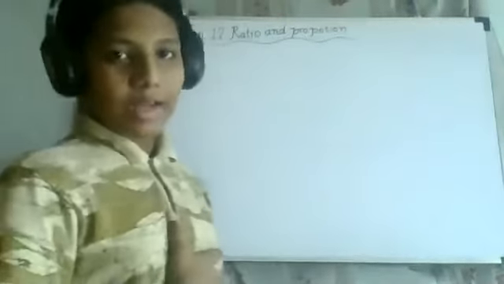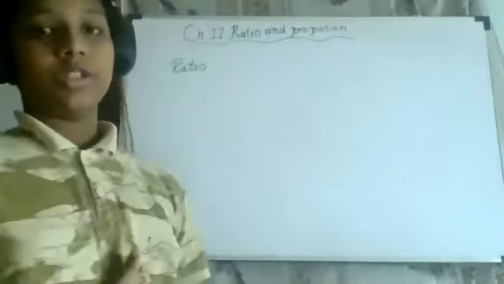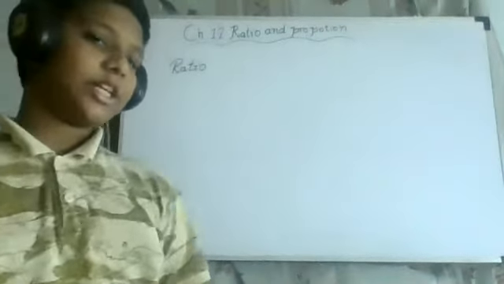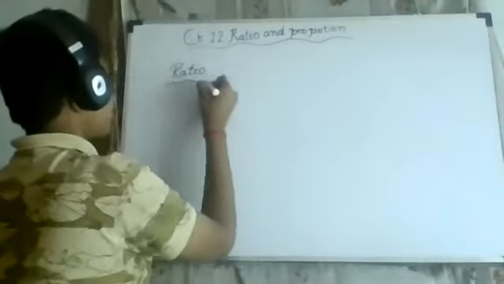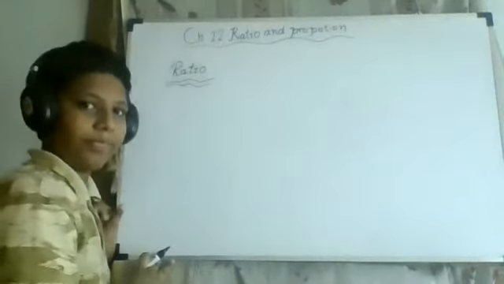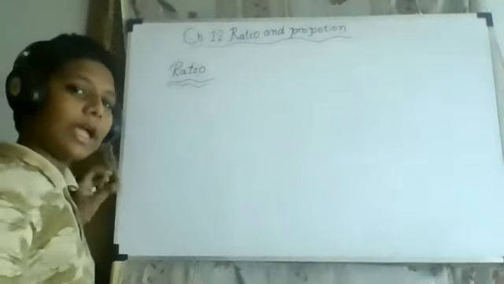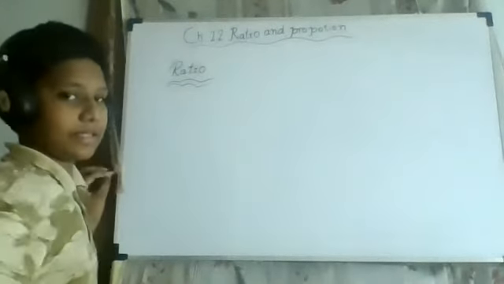In the last class, we completed the chapter on algebra. In this class, we are going to start a new chapter, ratio and proportion. In ratio and proportion, the first topic we will learn is ratio. Before learning the ratio, we will go through an example, and with that we will understand it.